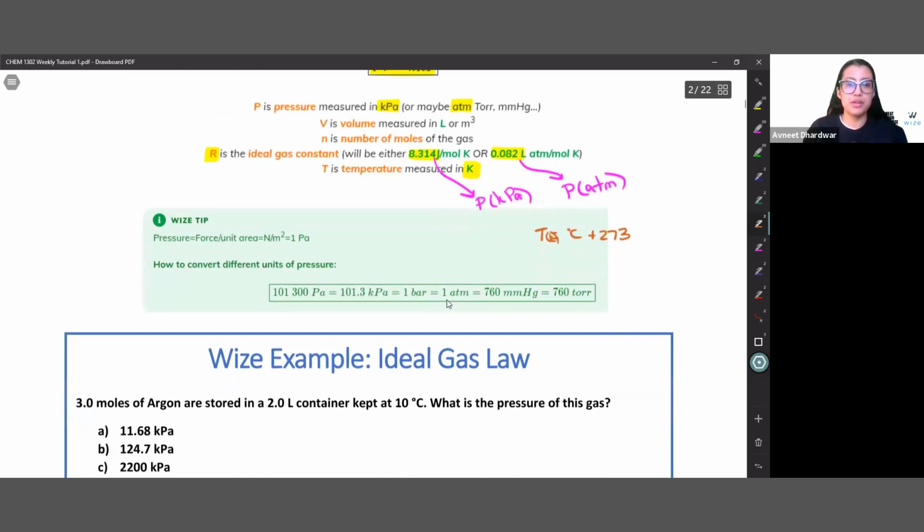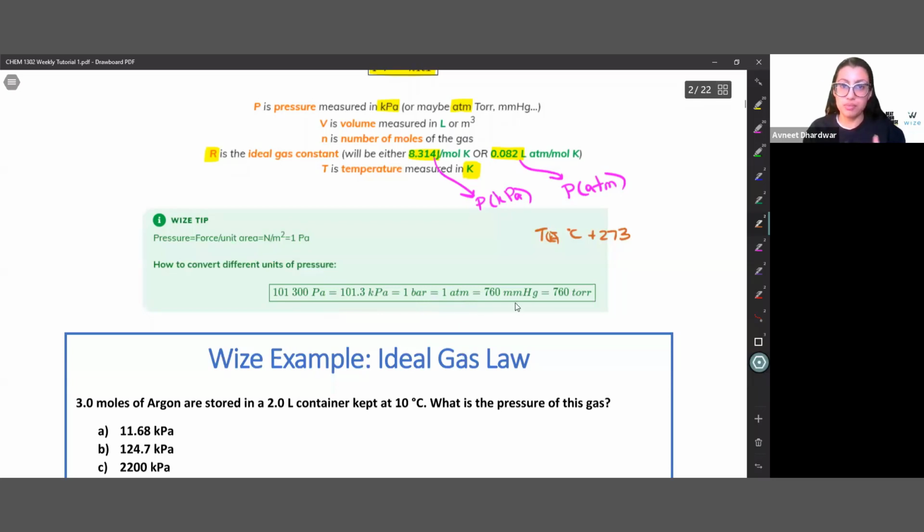Okay, this is just a reminder of how the different units of pressure are related in case we need to convert something into ATM or into kilopascals. So 101,300 pascals, you just divide that by 1,000 to get the answer in kilopascals, and that's equal to 1 bar, which is also equal to 1 ATM.